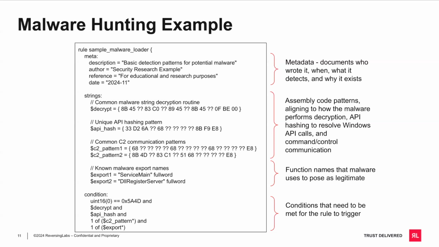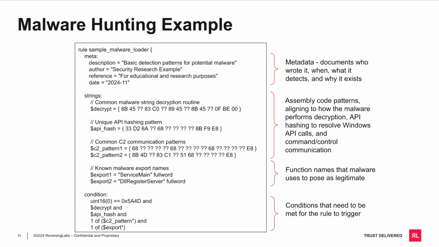The very last piece on the strings, those function names, same kind of idea that we had on the previous page, where we're looking for, in this case, some function names that malware can use to pose as legitimate. You'll notice there's an extra caveat at the end called full word. That just means that it has to match that word specifically. And that's very useful, especially when it comes to function names, that it only matches that specific word, because a lot of times function names will be longer and might include that specific component in it.